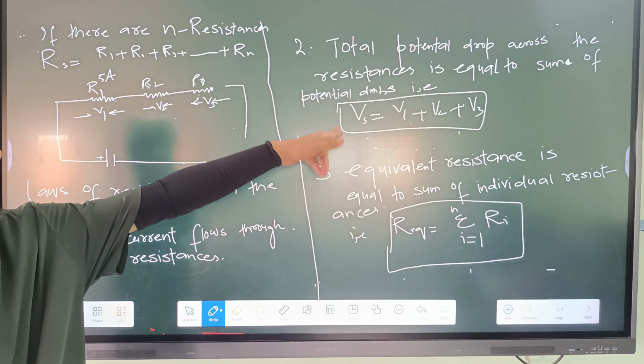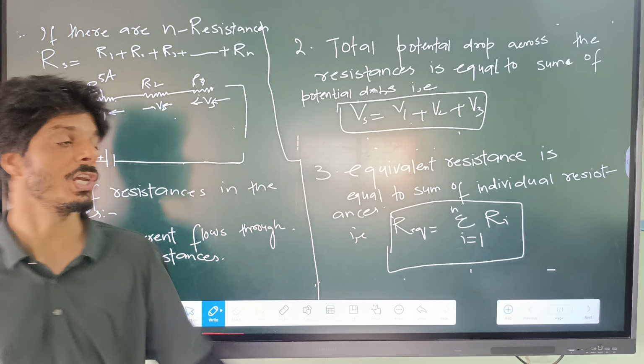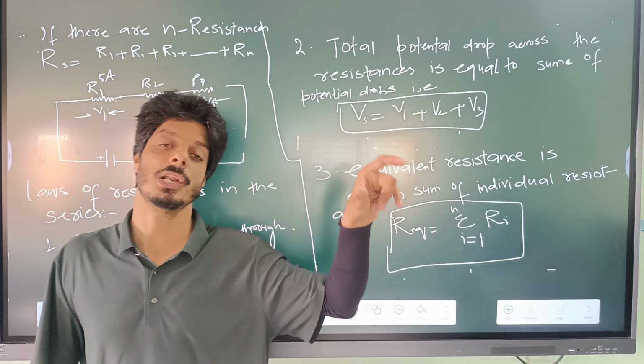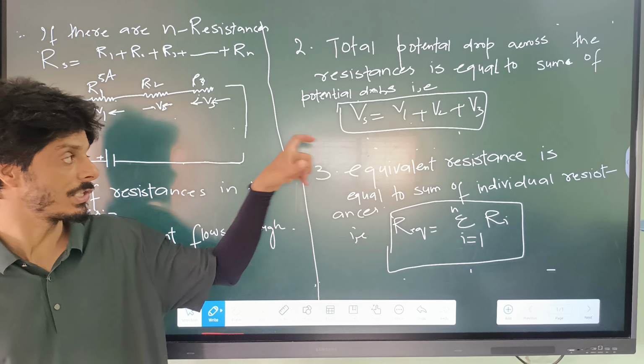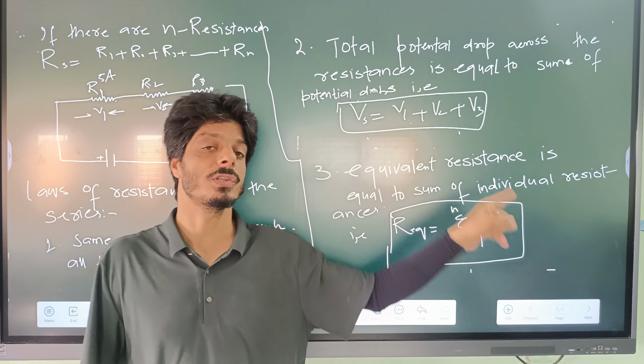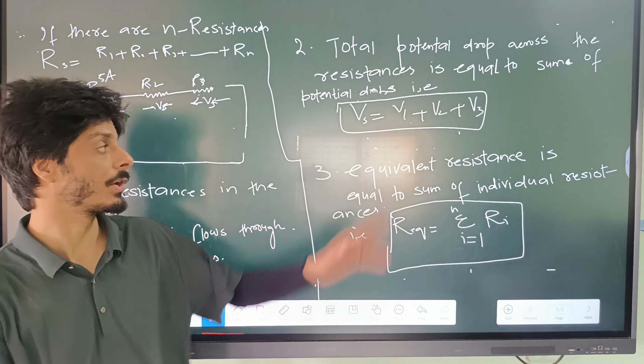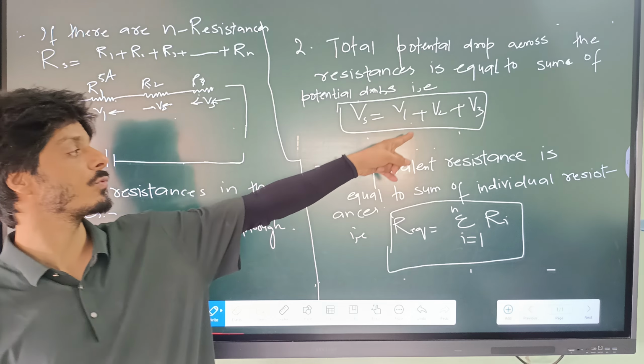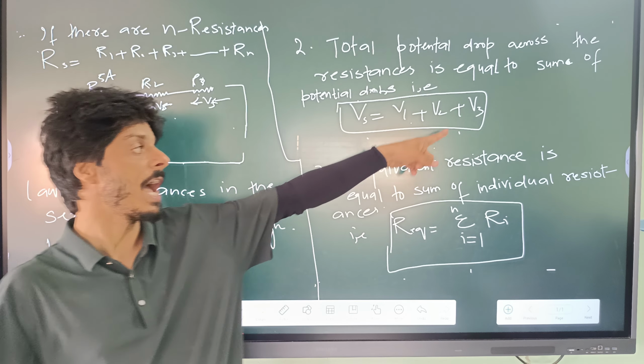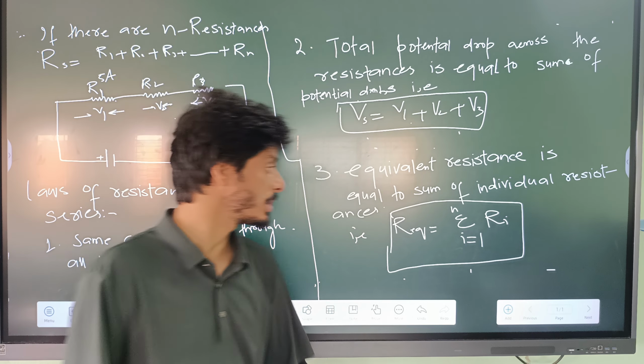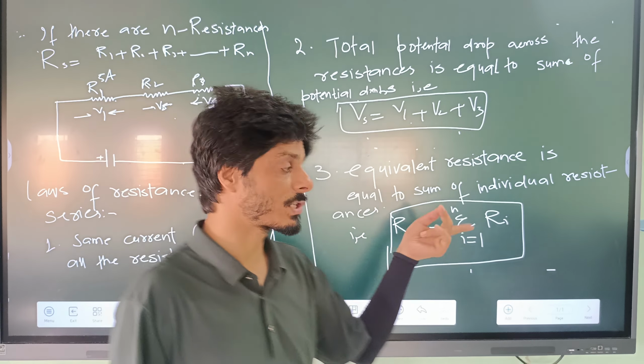The total potential drop is given by V1 plus V2 plus V3. What is Vs? Vs is the total potential drop across the series connection. And V1, V2, V3 are the potential drops across the first, second and third resistances respectively. And the equivalent resistance is equal to the sum of the individual resistances.